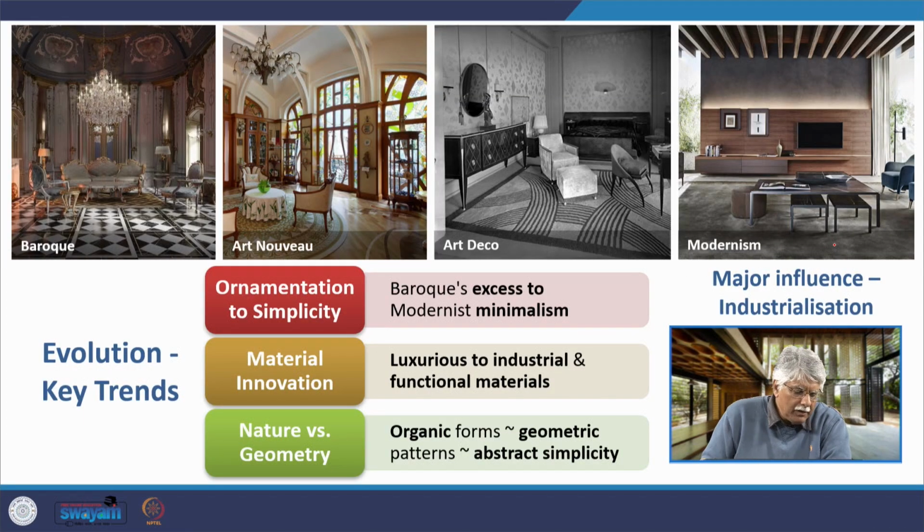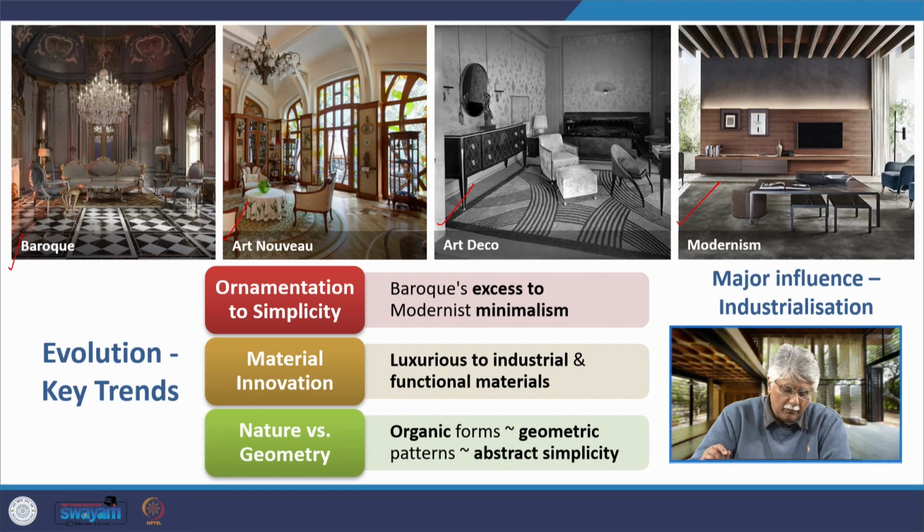And the key evolution in trends that we see as we have studied these past movements: we touched upon Baroque when we had begun, and we moved on to Art Nouveau. Now we are talking about Art Deco, and we will move towards modernism. All this development happened, the major influence being industrialization. So what we find in ornamentation is that we are moving towards simplicity. If ornamentation was highly dense and complex in Baroque, it becomes more straight line and simple, neat and tidy in modernism. So from Baroque's excess to modernism's minimalism.